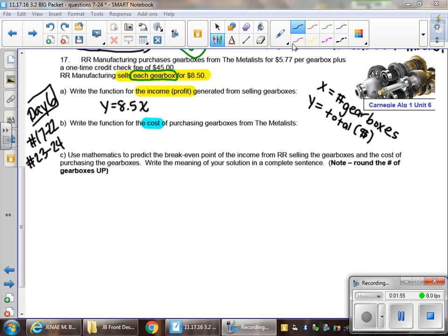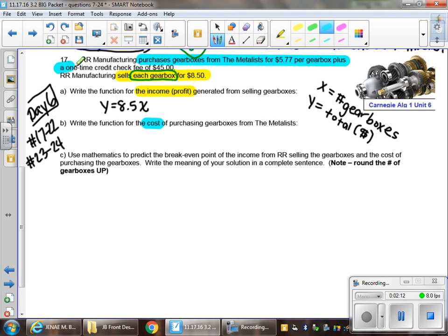Now for the cost, let's go find information for cost. It says that they purchase, so this is an expense to the company, they purchased gearboxes from the Medalists, this other company, for $5.77 per gearbox, plus a one-time credit check fee of $45. Putting this all together for our function, y equals, we need to make sure we have a clear understanding that $5.77 per box is my rate, 5.77x plus this one-time fee of $45.